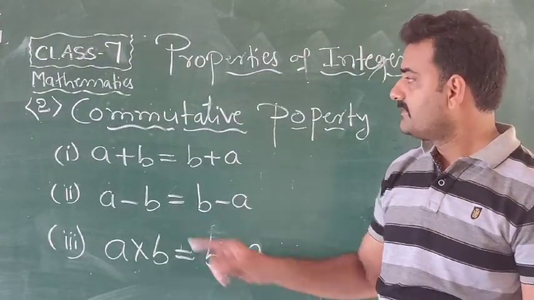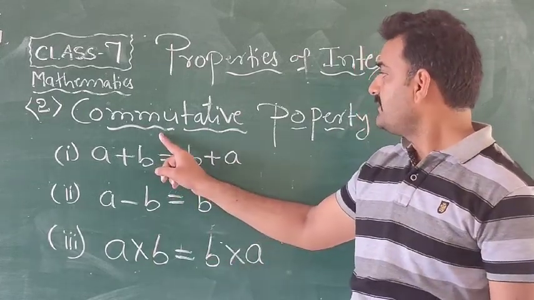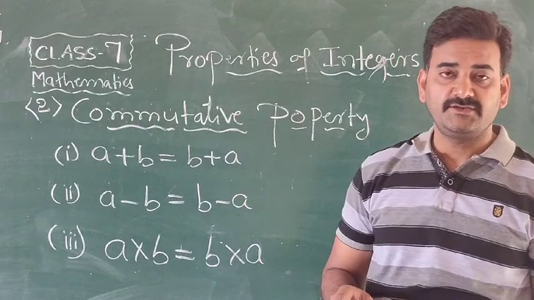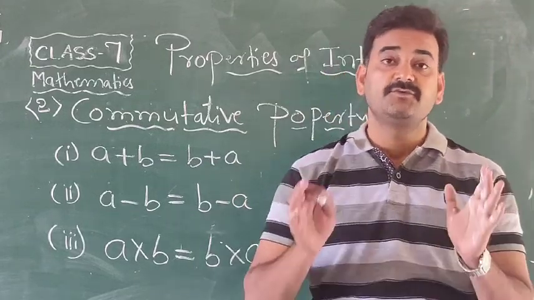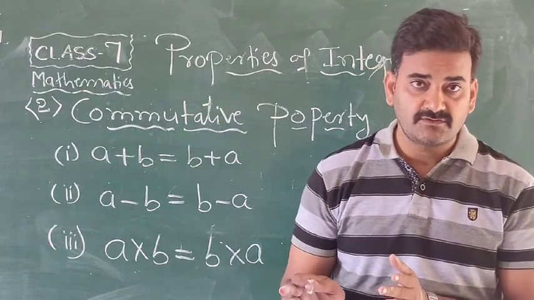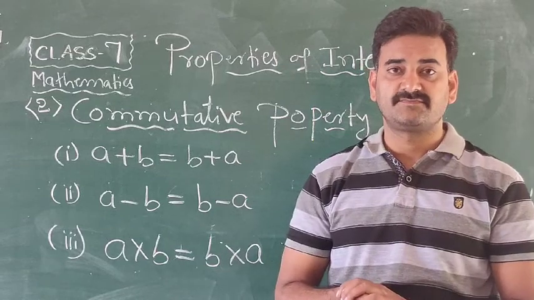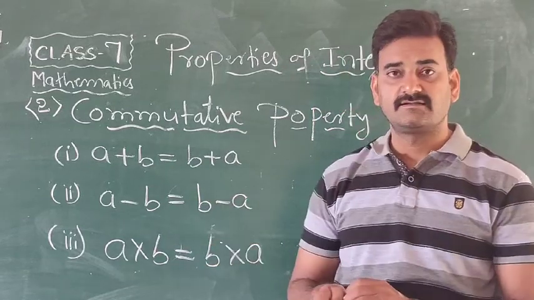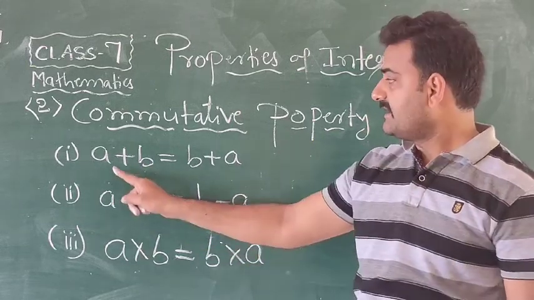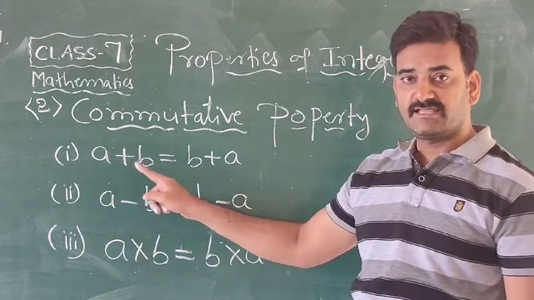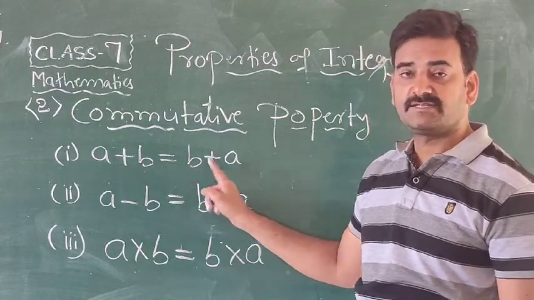Now the second property of integer, that is commutative property. Commutative property under addition, subtraction, multiplication, division, whether it holds good or not, we are going to observe here through some of the examples. I already wrote here. Now the first one under addition. A plus B, where A and B are integers. A plus B is equal to B plus A.